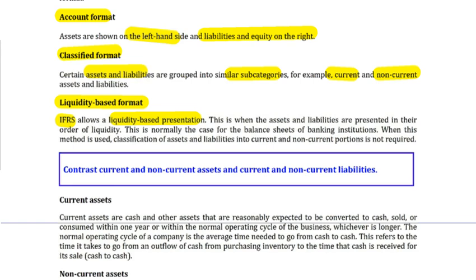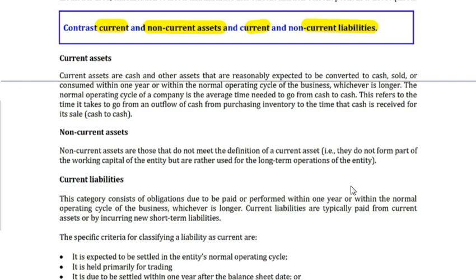Next, learning outcome statement: contrast current and non-current assets and current and non-current liabilities. Generally speaking, current assets are assets that are reasonably expected to be converted to cash, sold or consumed generally within a year, but it doesn't necessarily have to be within a year. It could also be within a normal operating cycle of the business, whichever is longer.